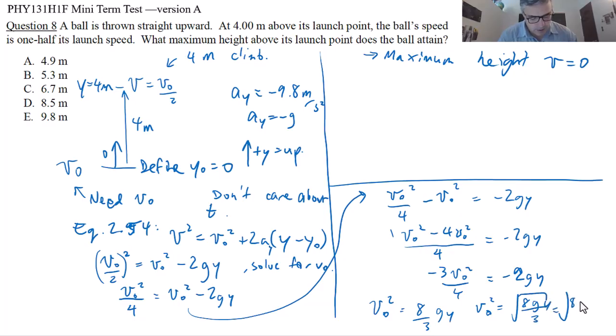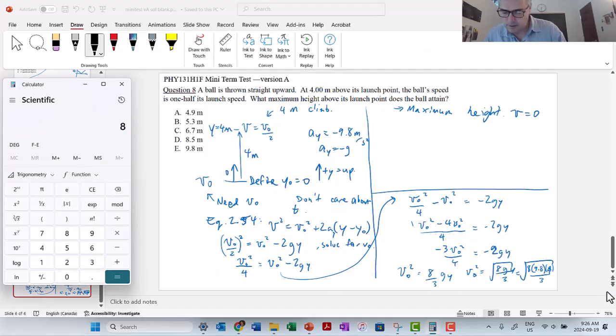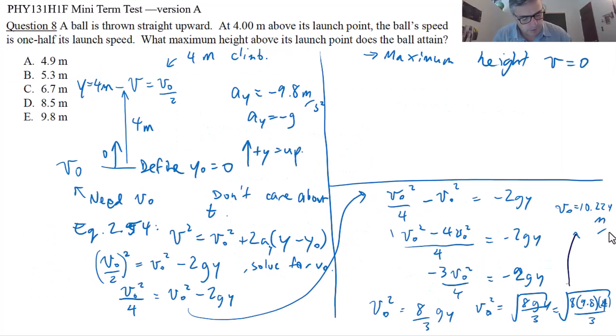Square root of 8 times 9.8 times, what was it, 4 meters, divided by 3. 8 times 9.8, if I can read my own handwriting there, times 4, divided by 3 equals, take the square root of that. So the initial speed is 10.224 meters per second.